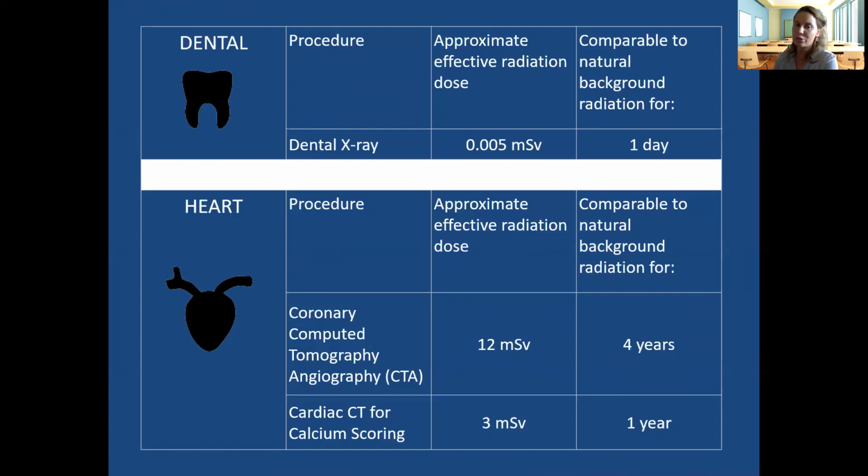Depending on the procedure: coronary computer tomography angiography is a difficult procedure where we inject a contrast into a big artery or vein. Most often it's the pulse, vein or artery. This procedure gives the patient 12 millisievert, the same as 4 years without it. And cardiac computer tomography for calcium scoring is 3 millisievert.